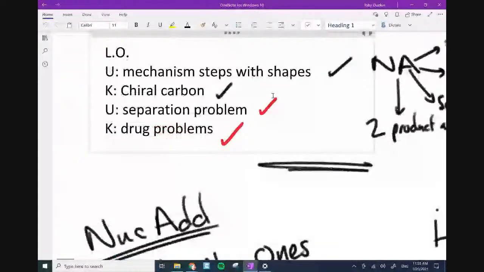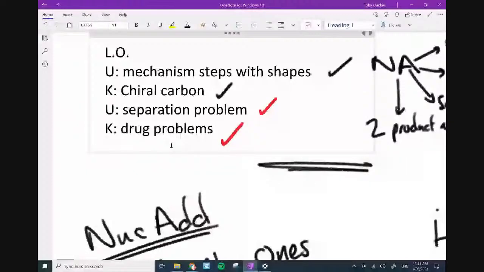We then talked about separation problems because a chemist can't separate them. The chemist cannot tell them apart. Same reactivity, same boiling point, same everything, but they are separated through enzymes. Biologists can separate them because they have different drug properties because of the lock and key fit with enzymes.